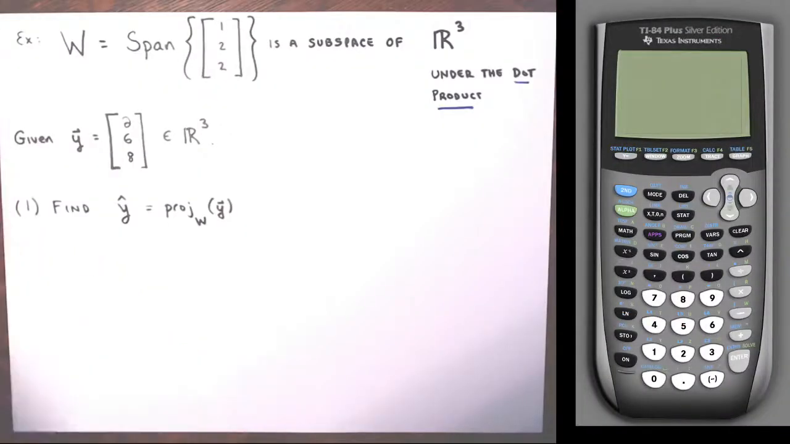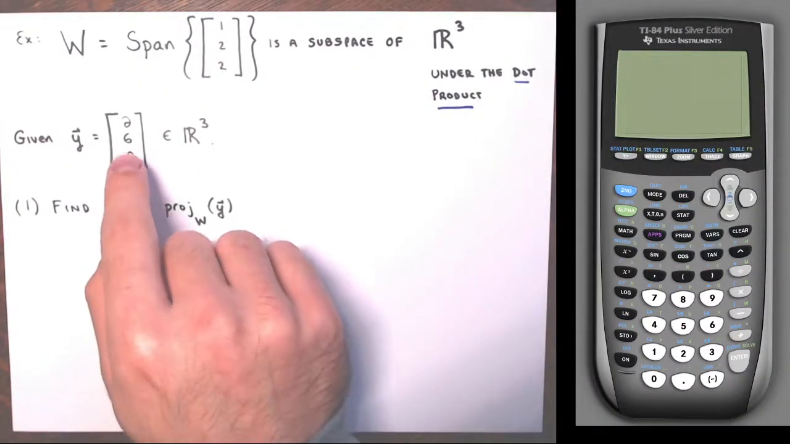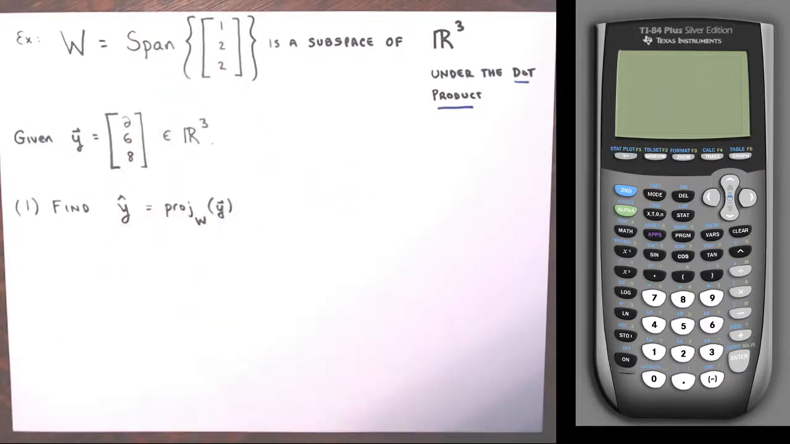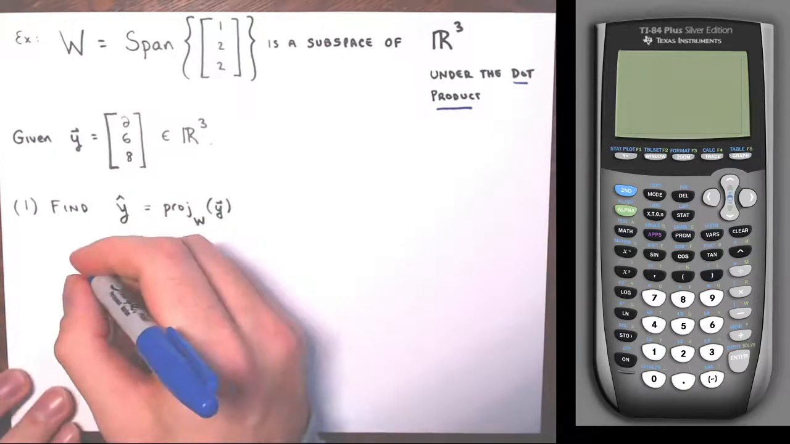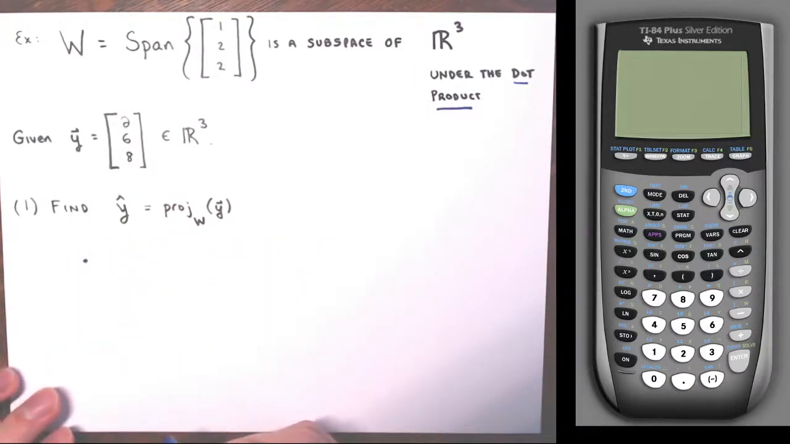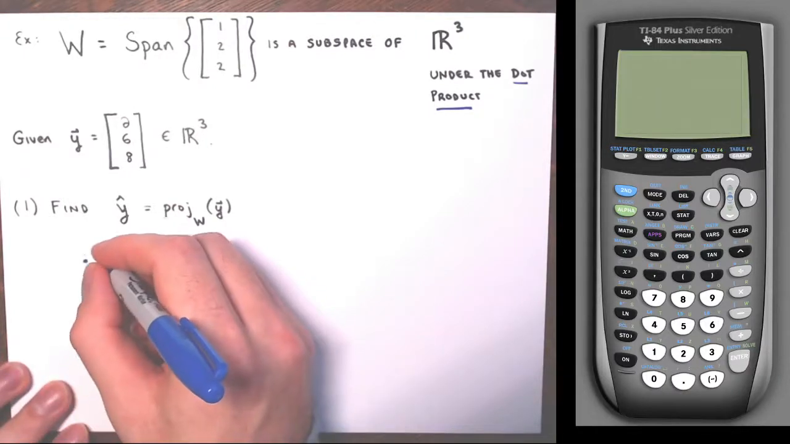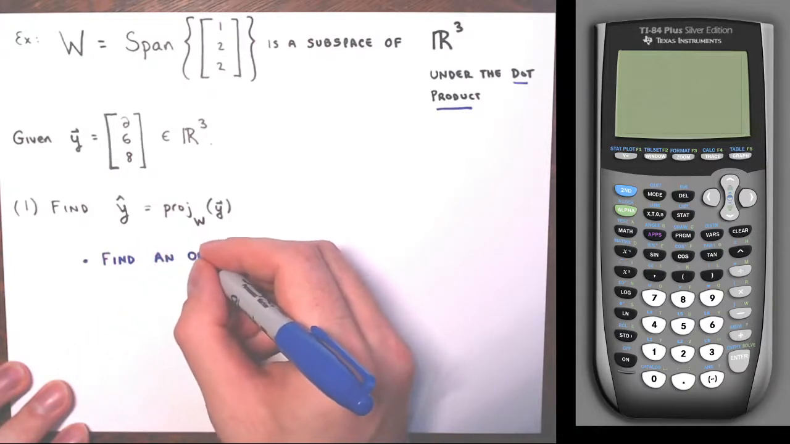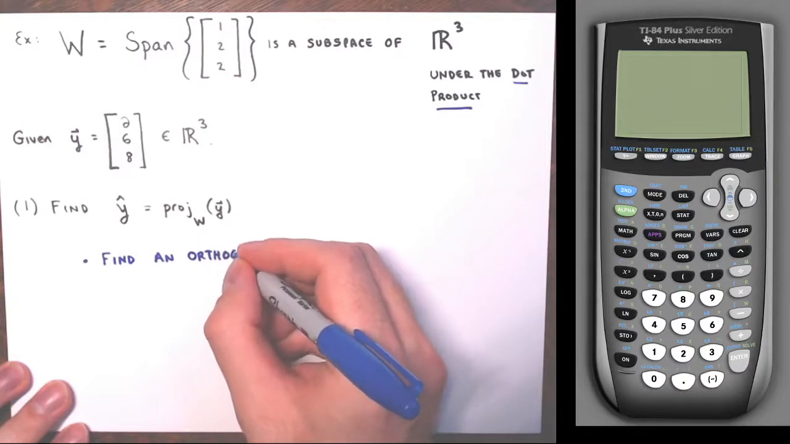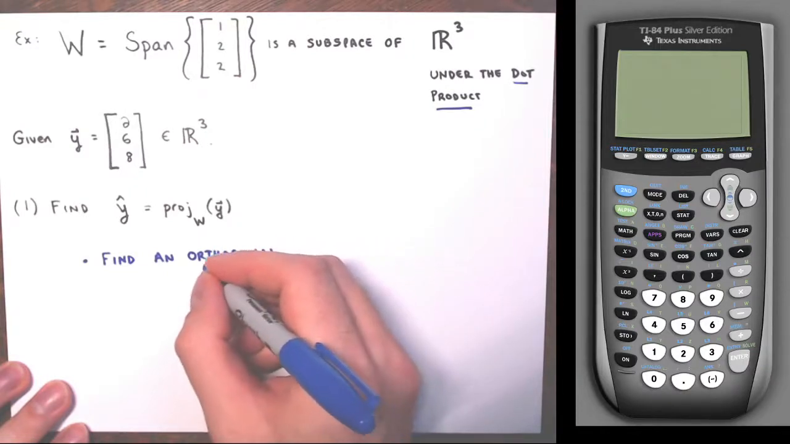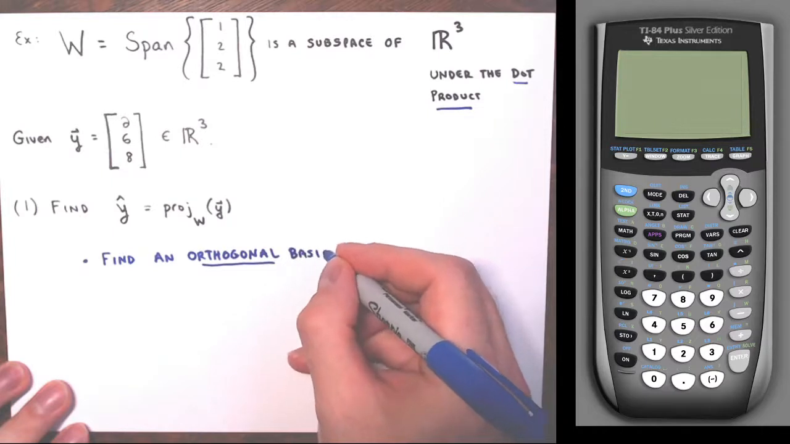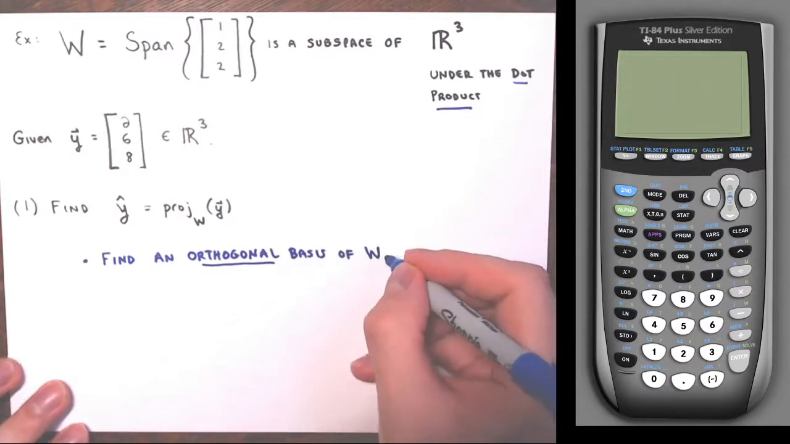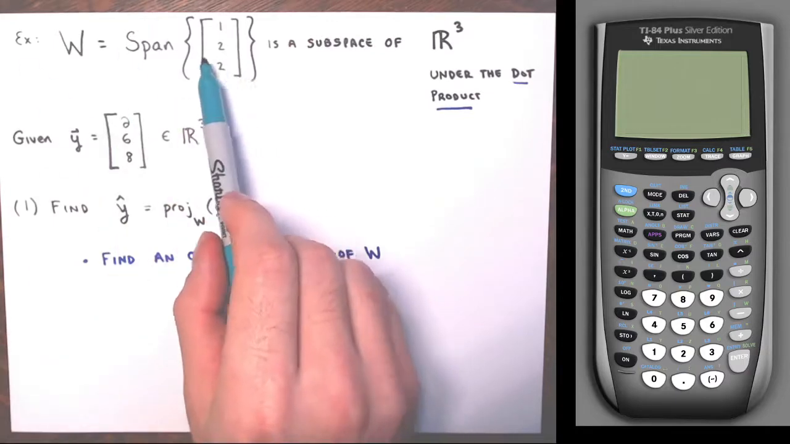Now I want to find the projection of 2, 6, 8 onto W. As before, if I want to find this projection onto W, I first need to find an orthogonal basis of W. Now we have a basis. It's very clear the way I've written it.